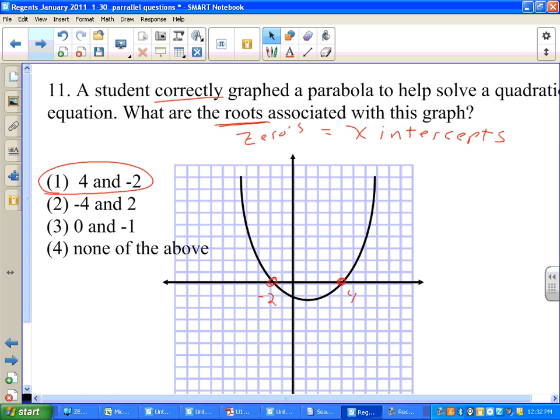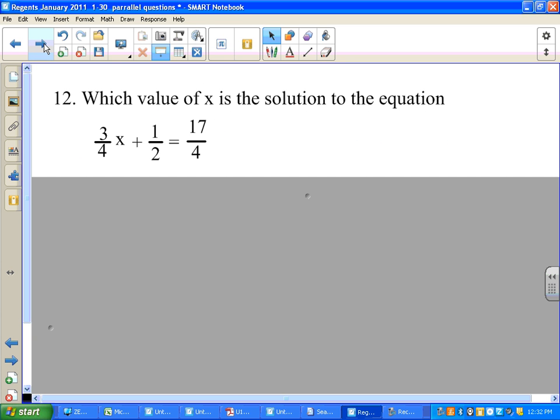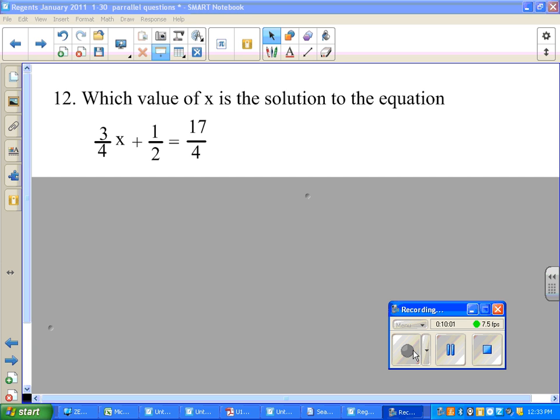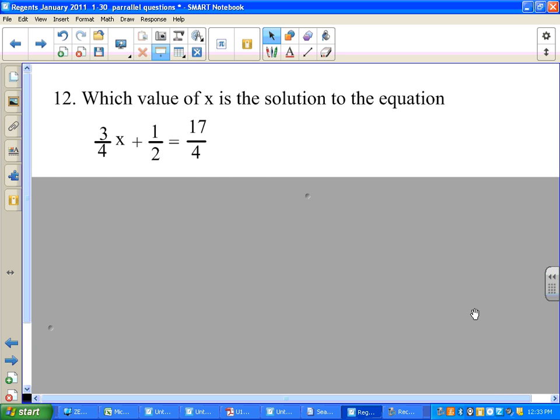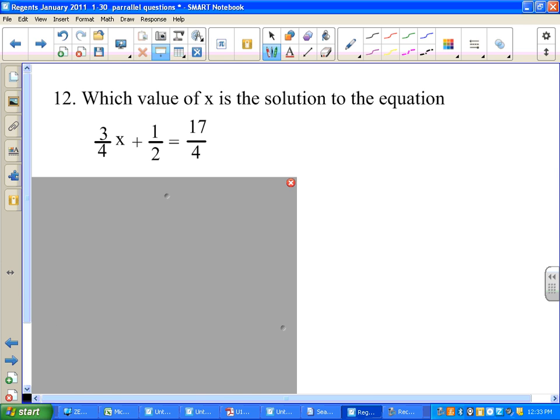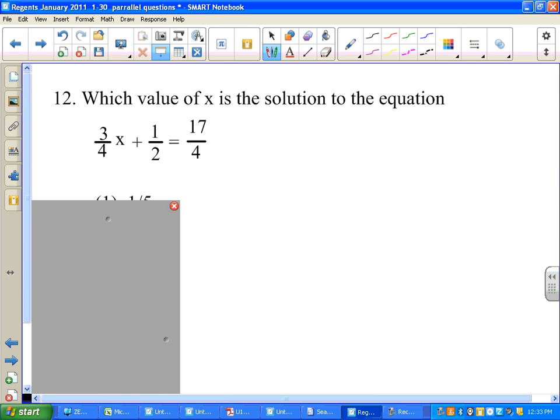Let's take a look at number 12. Which value of x is a solution to this equation? There are a lot of ways to solve this equation. First thing you might think of is, oh, I'm going to turn them both into decimals, and then I am going to subtract the 0.5 from both sides and then divide by 0.75. In this case, we do have nice numbers. 17/4 is 4.25 and 1/2 is just 0.5. But what happens if we don't have nice numbers? Let's approach it if we didn't have nice numbers.